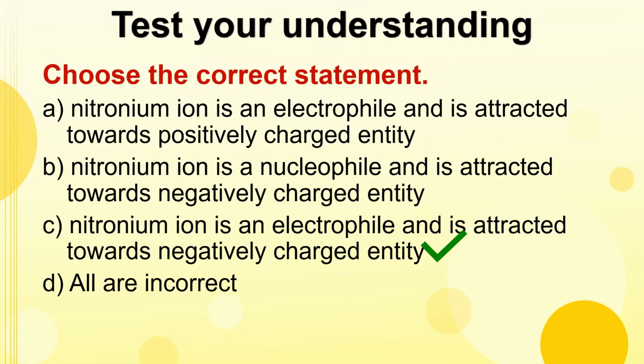The correct option is C. Nitronium ion is an electrophile and hence it is attracted towards negatively charged entity like benzene.